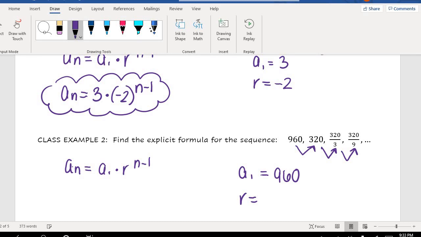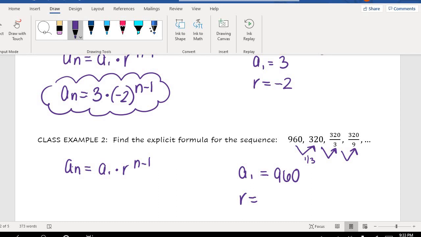We want to know how do we get from here to here, and here to here, and so on. It might not be so obvious to you. So if it's not obvious, you're going to take any term and divide by the term before it. So I'm going to start with 320 divided by 960. I got 1/3.